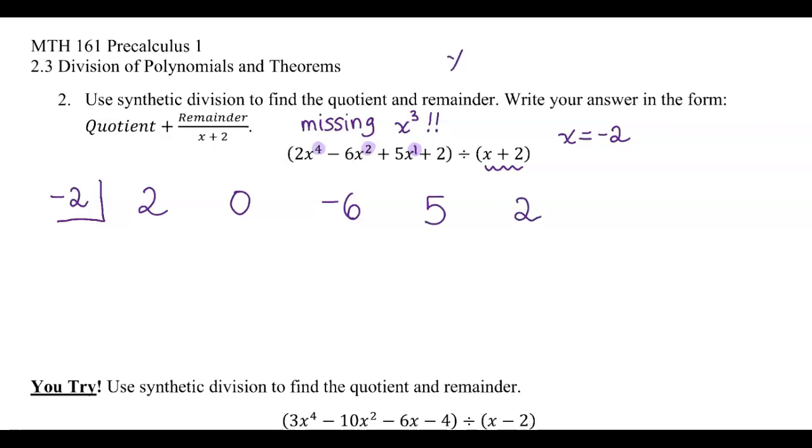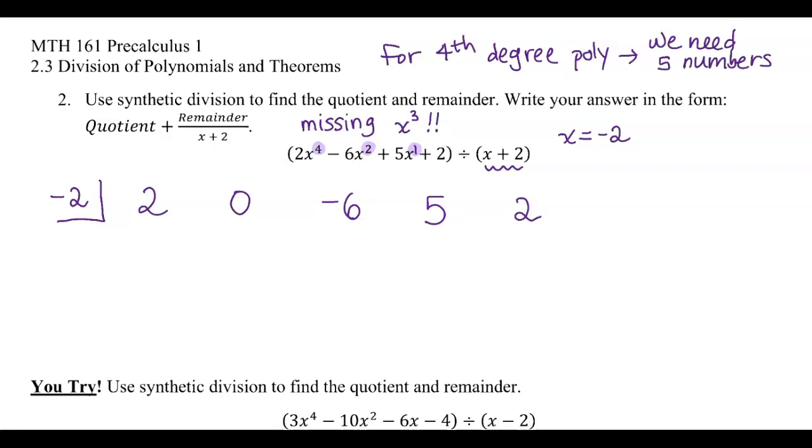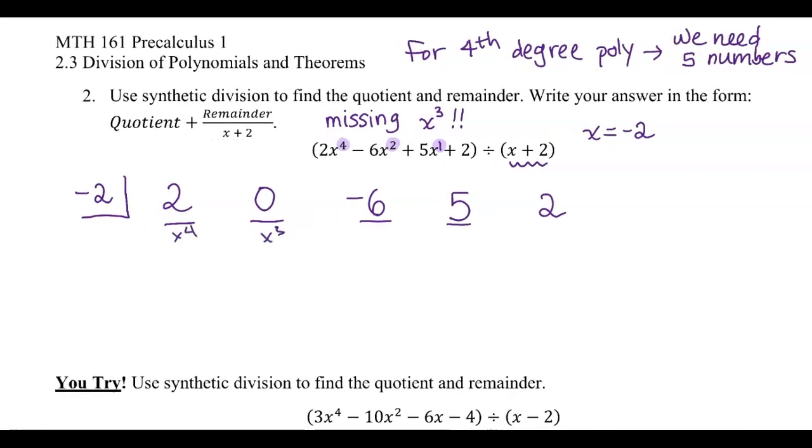Guys, notice this was x to the 4th power. It was a 4th degree polynomial. For 4th degree polynomial, I'll go ahead and write this down. For 4th degree poly, we need 5 numbers. Let me show you what I mean by that. 1, 2, 3, 4. These 4s are from x to the 4th, x cubed, x squared, and x, and the last number is from the constant.